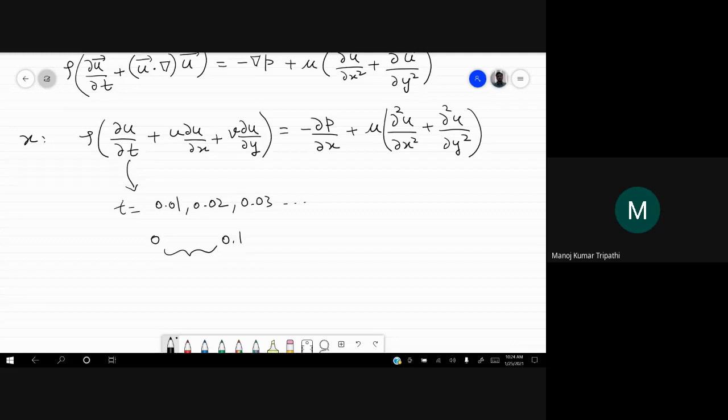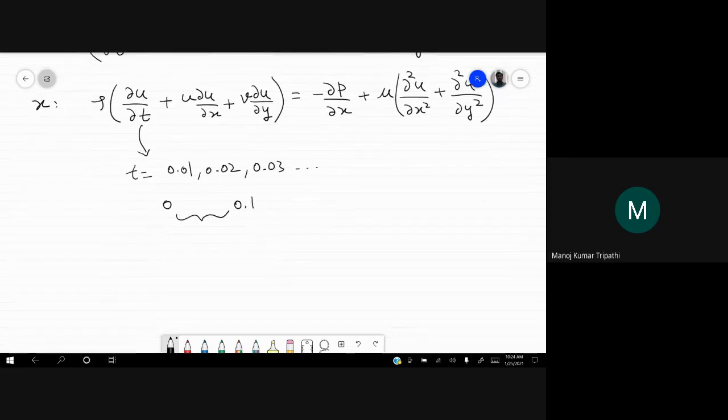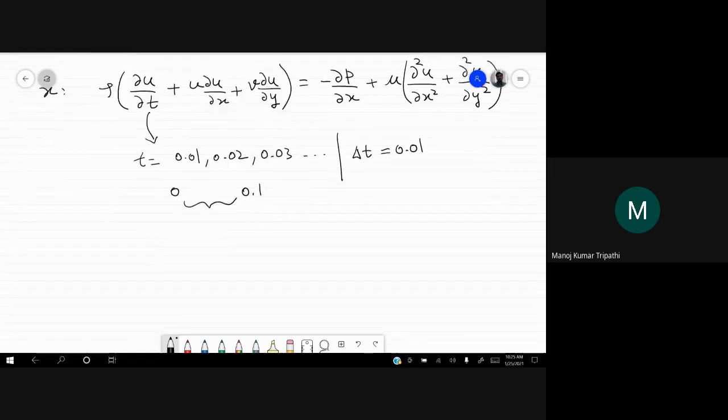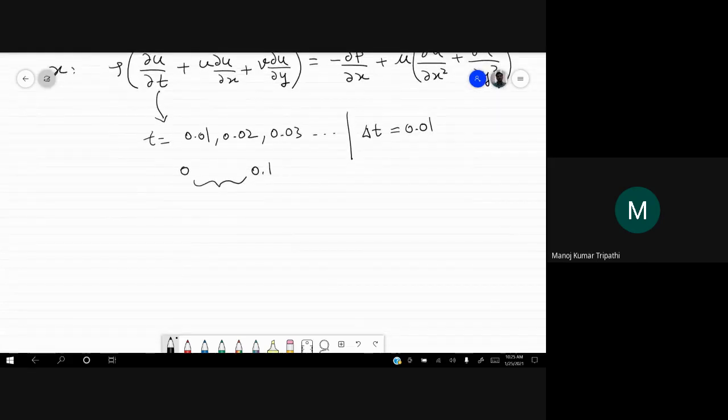So you have to choose a time step. In this case, the time step represented by delta t is 0.01, or you can have an adaptive time step also, so that the time step changes with time. Let's say initially some process is very fast and then it becomes slow. Then initially you can have a smaller time step and later on you can increase it. That way you can efficiently solve the problem in time.